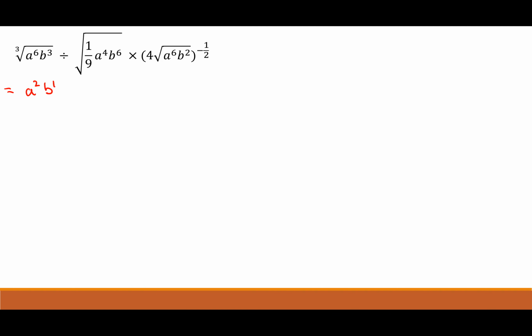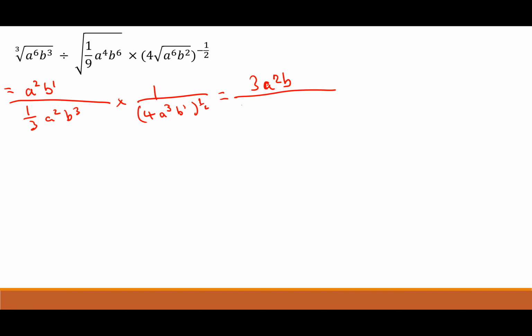3 divided by 3 is 1. It's going to be divided by 1 over 3. So that's going to be a squared b to the 6 is there. And I'm left with, let's get rid of that, my negative. So I've got 4 a to the 3b to the 1 all to the power of a half. So that's going to be 3, let's get rid of that, 3a squared b over, that's going to be, let's just do it like this, 2a squared b cubed, 2a 3 over 2 b 1 over 2.